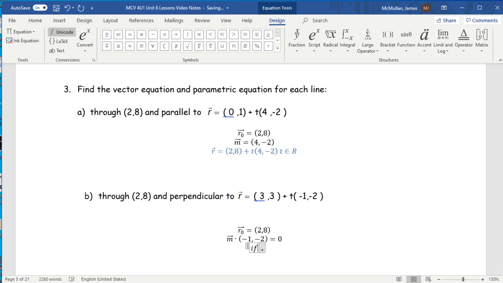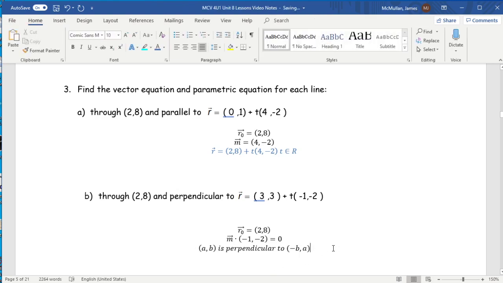We do know that. So again, you can solve this if you like, but an easy thing to remember is that if A comma B is perpendicular to -B comma A. So to make a perpendicular vector, the simplest thing to do is swap the x and the y and then change the sign of one of them. You can change the sign of either one, but just one of them. Don't change the sign of both of them.